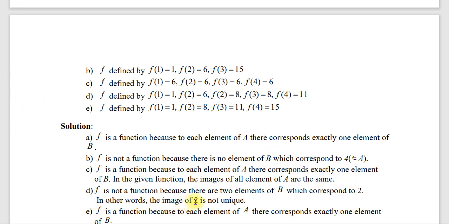In other words, the image of 2 is not unique. To make a function clear, the image of the domain, or the image of the value of x, simply must be unique.